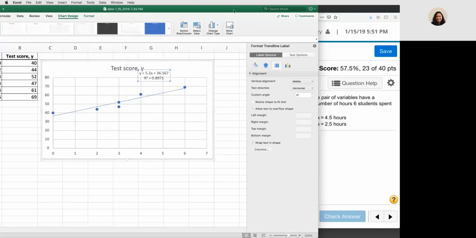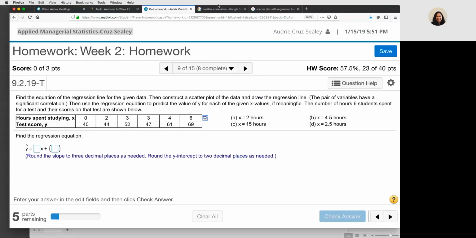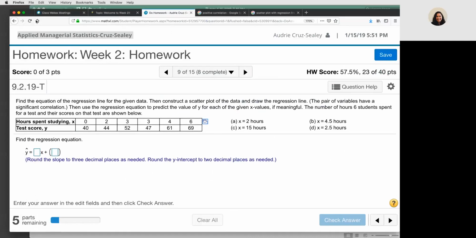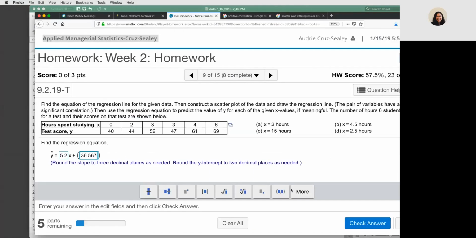Yes. Okay, so now what I'm going to do is, I still have it here. I'm going to pull up the homework, and it asks, let me try to see both at the same time. What number is in front of the x? Well, the number that's in front of the x is 5.2. What number is not in front of the x? And it wants you to round to 3 decimal places. Well, cool, this has 3 decimal places anyway. So I'm going to type in 36.567. Then I'm going to come over here and hit check answer.